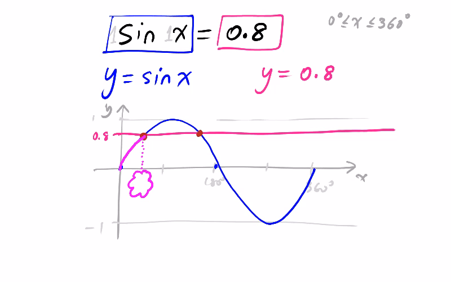How do we get that answer? We have to do sine inverse of 0.8 using a calculator. The calculator should be in degrees. So sine inverse of 0.8 gives us, rounded to the nearest whole degree, 53 degrees.